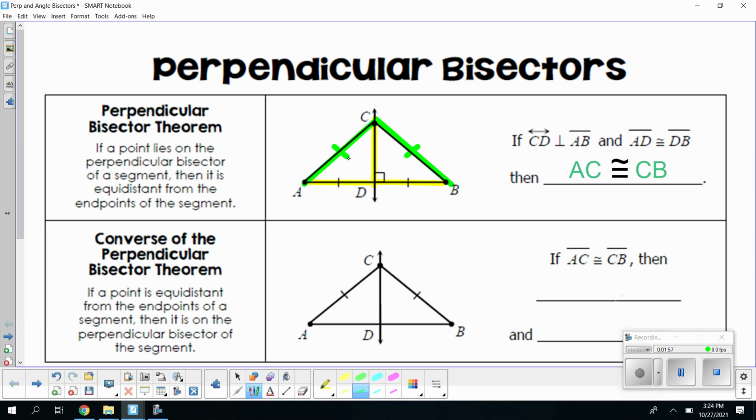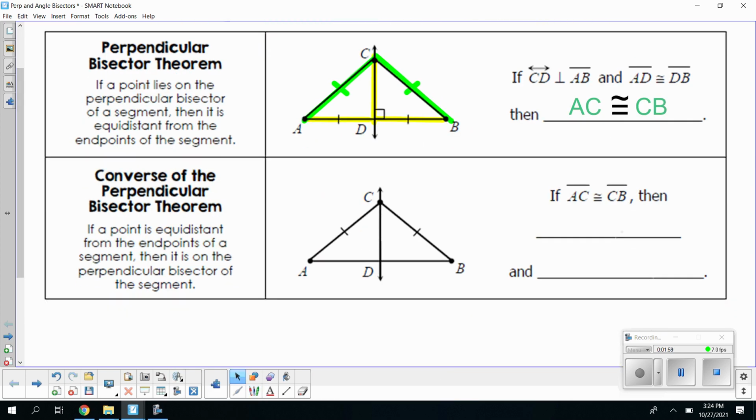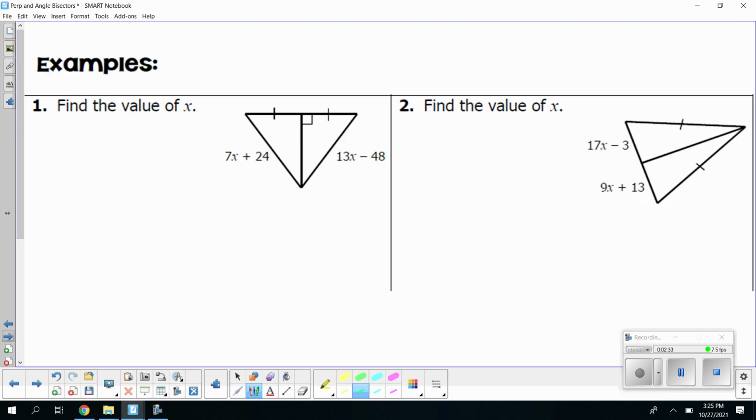The converse of the perpendicular bisector theorem states that if a point is equidistant from the endpoints of a segment, then it is on the perpendicular bisector of that segment. So therefore, if AC is congruent to CB, then CD must be perpendicular to AB, and AD would be congruent to DB. Okay? Let's take a look at some example problems.